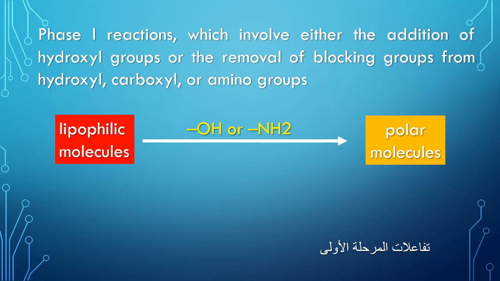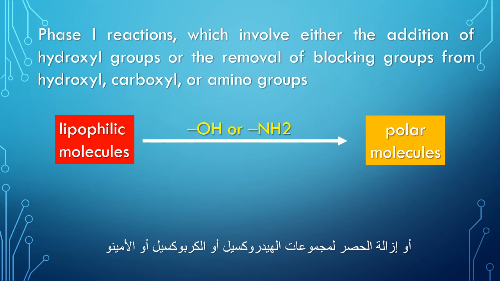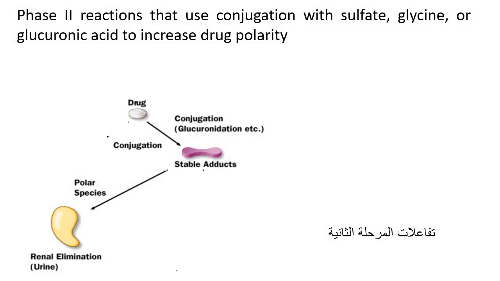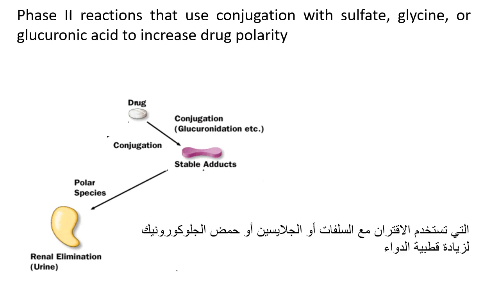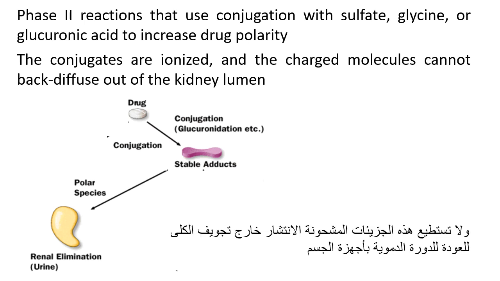Phase 1 reactions, which involve either the addition of hydroxyl groups or the removal of blocking groups from hydroxyl, carboxyl, or amino groups. And phase 2 reactions that use conjugation with sulfate, glycine, or glucuronic acid to increase drug polarity. The conjugates are ionized and the charged molecules cannot back diffuse out of the kidney lumen.